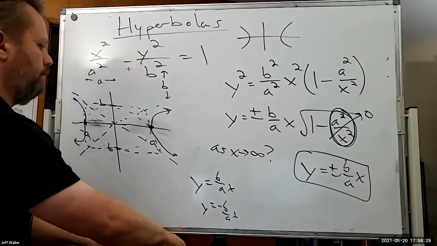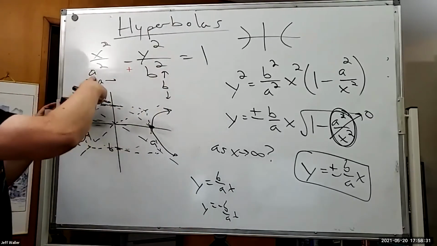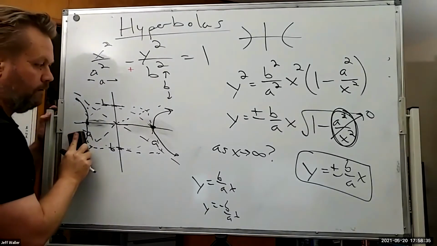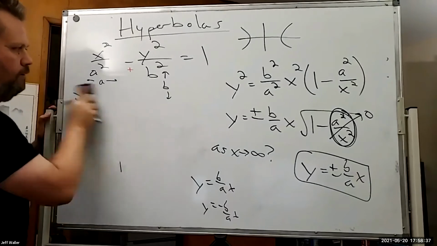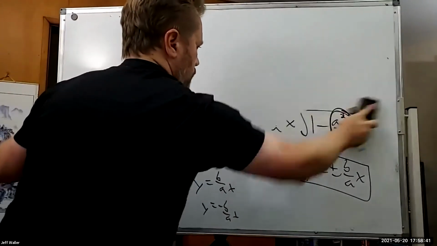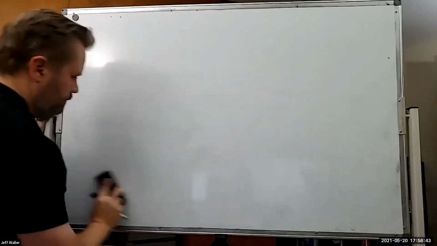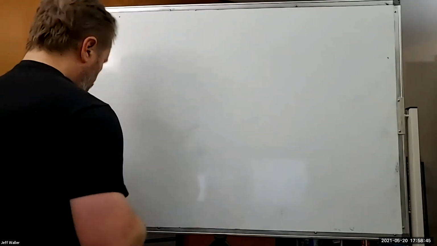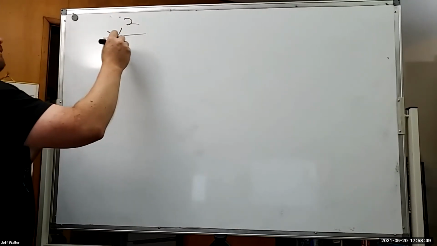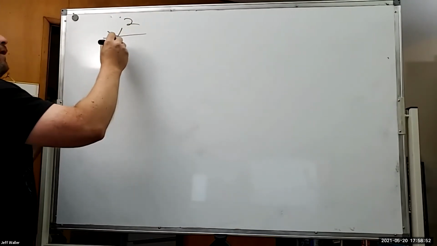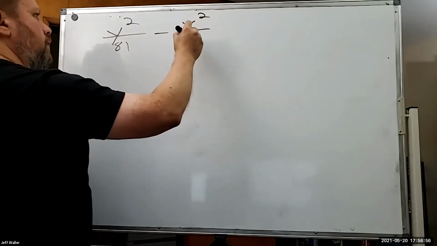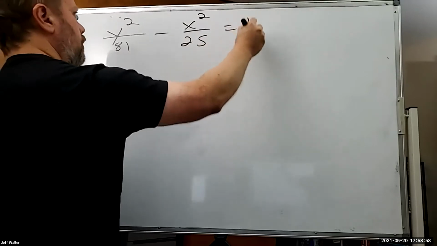Okay, I like it. So let me erase this. We're going to put some real numbers down here. All right, actually, let me get everything out of here. Go away. Bother my students. Okay. So what if we have, let's do y squared over 81 minus x squared over 25 equals 1.